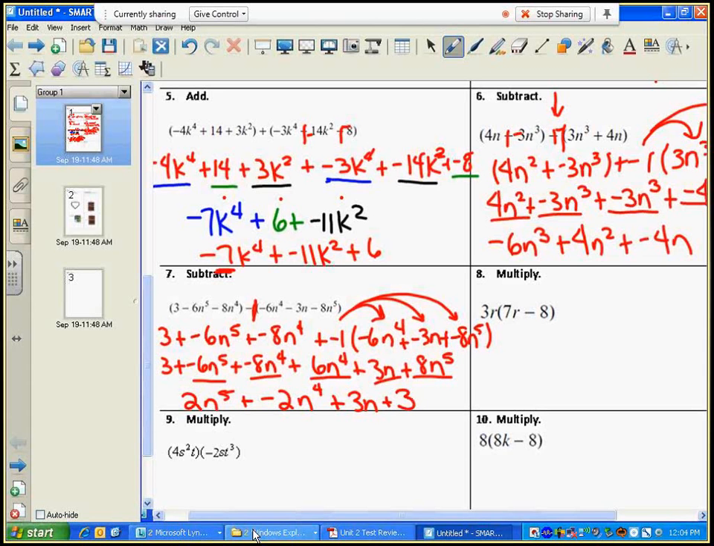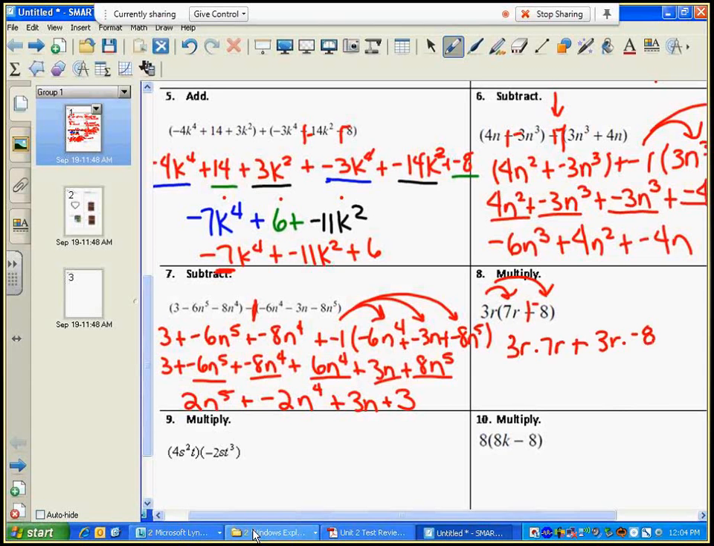Actually, simplify it into standard form. Okay, now I'm going to multiply 3r times 7r plus negative 8. So I'm going to distribute. The important thing to remember is I need to be able to multiply my polynomials. So I'm just going to write this out for you. This is really going to be 3r times 7r plus 3r times negative 8. That's what happens when I distribute.